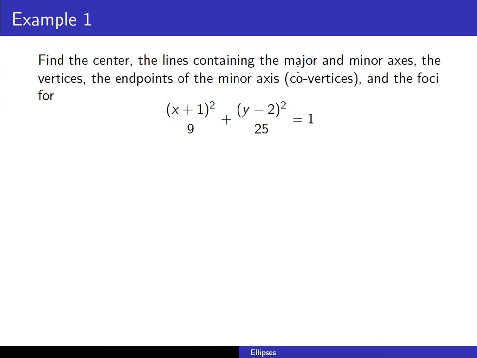Find the center, the lines containing the major and minor axes, the vertices, the endpoints of the minor axis, also known as the co-vertices, and the foci for the ellipse with the following equation: (x plus 1) squared over 9 plus (y minus 2) squared over 25 equals 1.